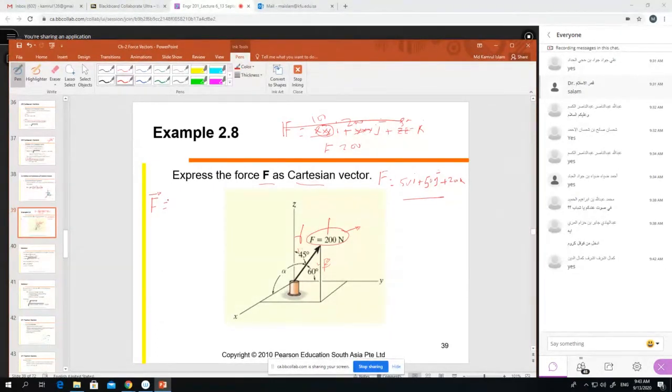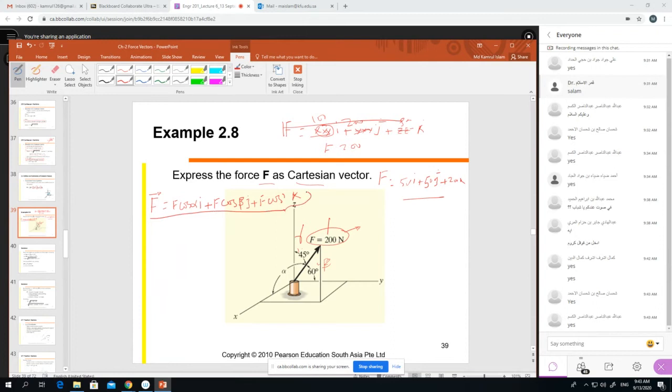Vector F equal to F cos alpha i plus F cos beta j plus F cos gamma k, right? Can you please answer? Yes or no? Yes, you can write it down. We know this one. Everyone clear, right? This is the formula we learned.